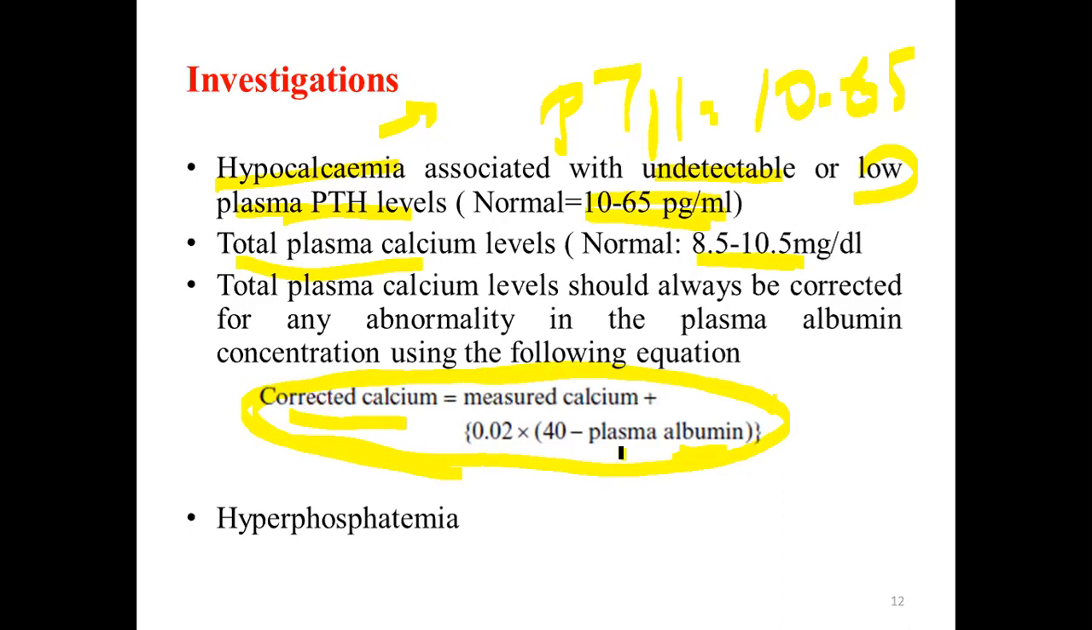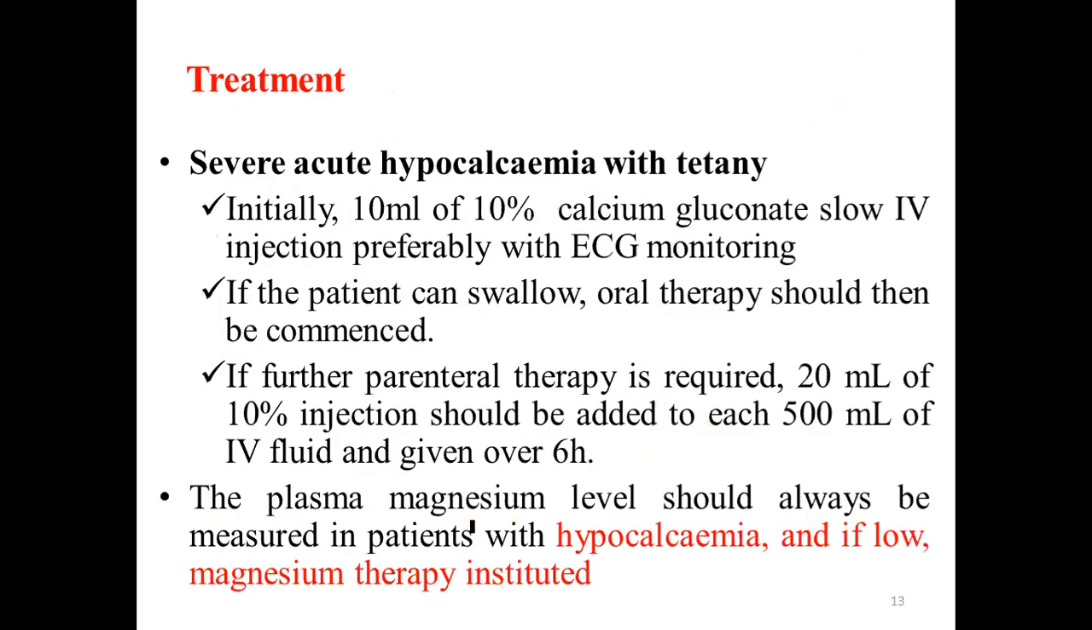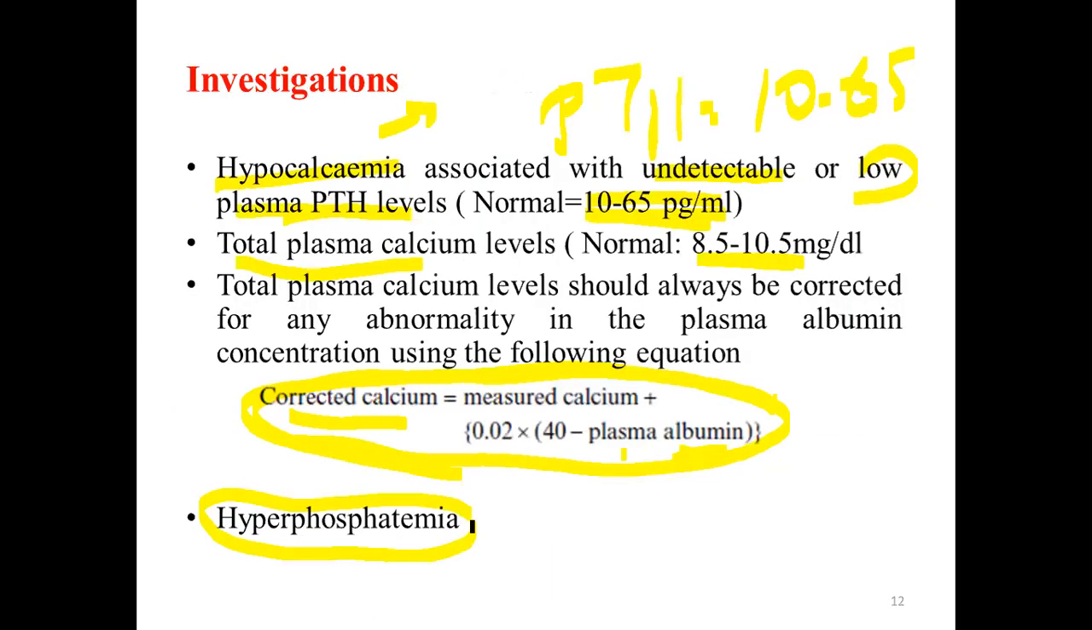So if albumin is very low, definitely the total calcium level can be low, but that is not real. That is why corrected calcium level is very important. Then apart from that, it is good to check whether the patient is having high phosphate level, because high phosphate level can actually cause hypocalcemia. Because of this reason, those investigations are very important to find out the causes of hypocalcemia in that patient population. So this is all about the investigation.